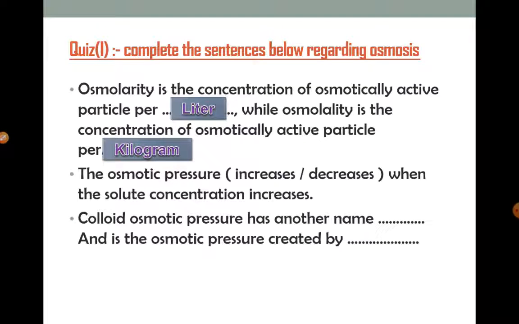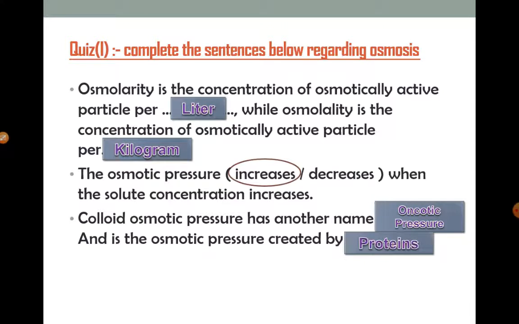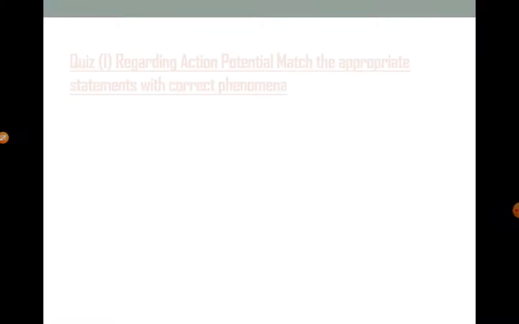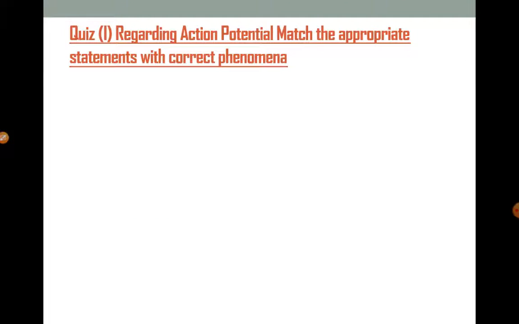Number 2, the osmotic pressure increases or decreases when the solute concentration increases? The answer is increases. Colloid osmotic pressure has another name, which is oncotic pressure, and this osmotic or oncotic pressure is created by proteins. Next quiz regarding action potential.